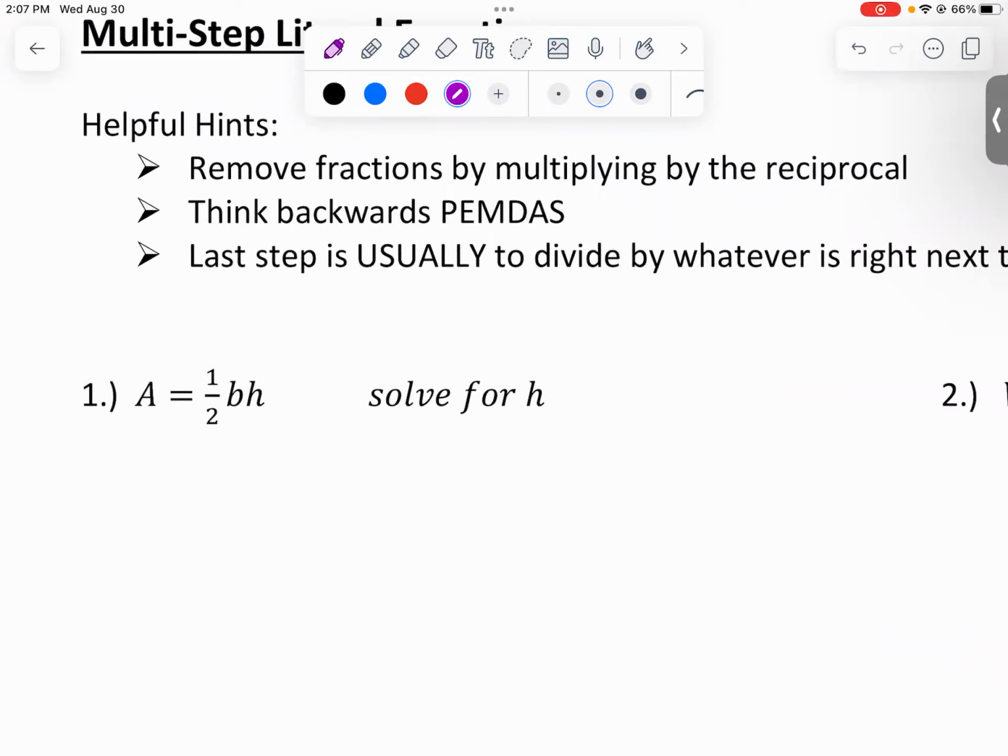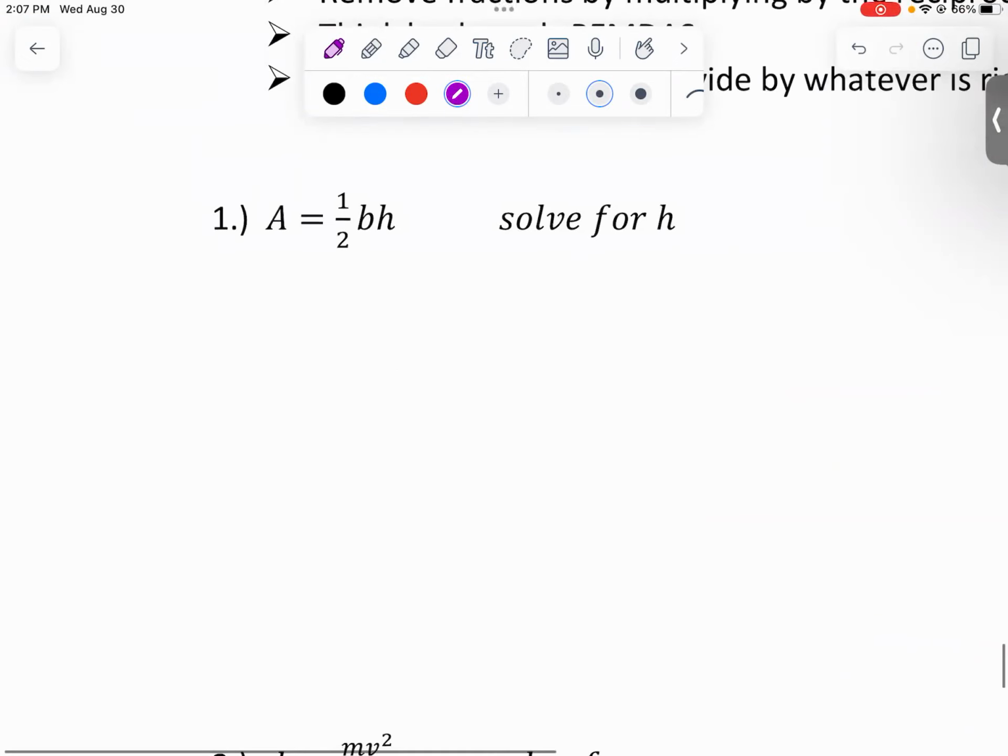Here in number 1, this is the area for what shape? Thank you, Harry. This is a triangle. We want to solve for h. All right, so how do we get h by itself? What's one thing we can do?